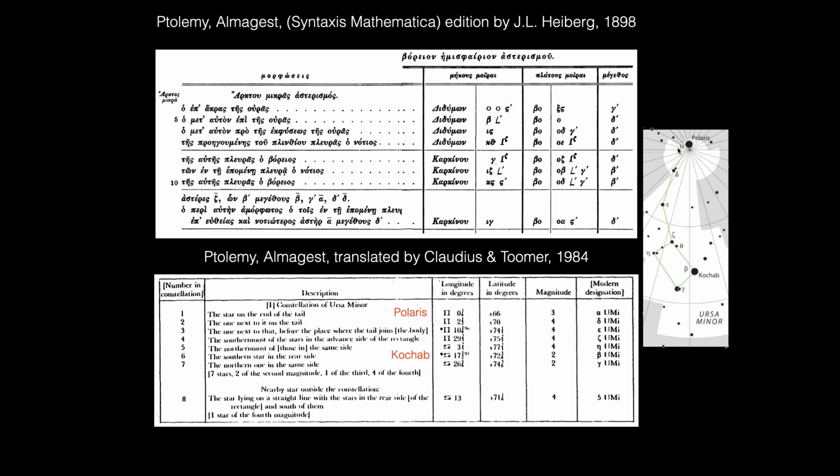So there's a star on the end of the tail, the star next to it on the tail, the star next to that, and the one that joins the body, and so forth. And so none of these actually have names. So I've named two of these that we know today. Polaris, of course, is our present-day pole star, but it wasn't the pole star for the Greeks, nor was it for the Arabs of the 10th and 11th centuries. Polaris has only become our pole star in the last 200 years or so.